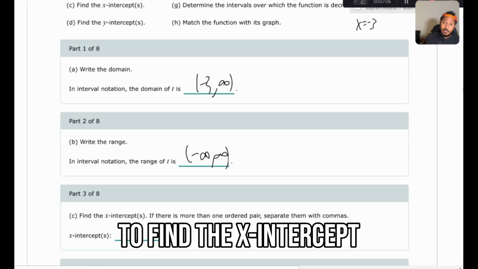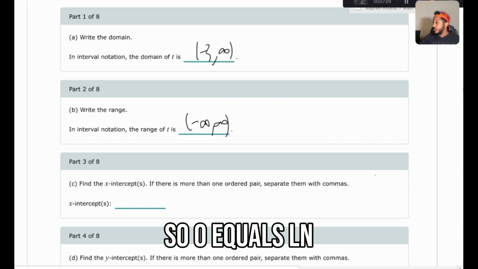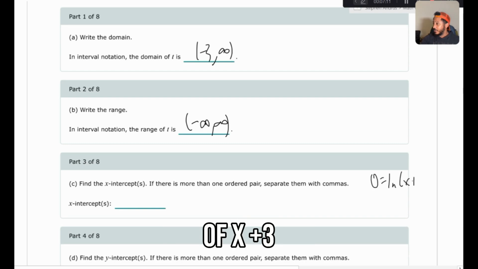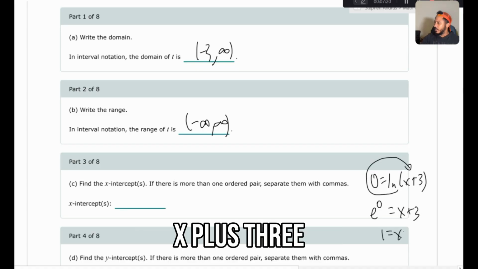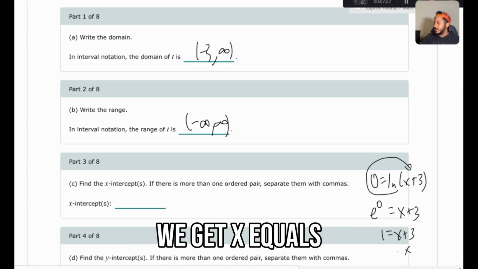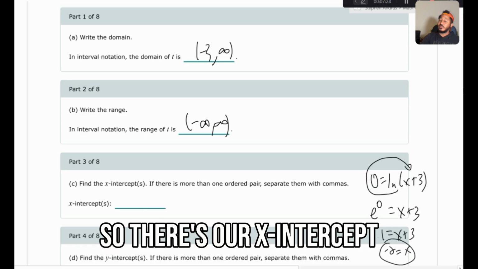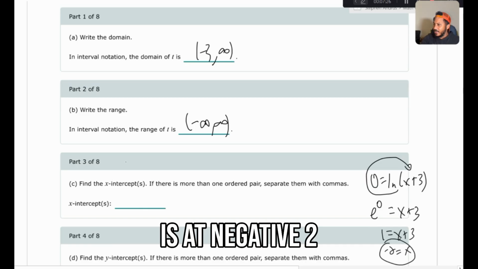To find the x-intercept, we set it equal to 0. So 0 equals ln of x plus 3. And now we can do our circular motion, right? E to the 0 equals x plus 3, which is 1 equals x plus 3. And so subtracting 3, we get x equals negative 2. So there's our x-intercept. That's where it crosses the x-axis, at negative 2, 0.